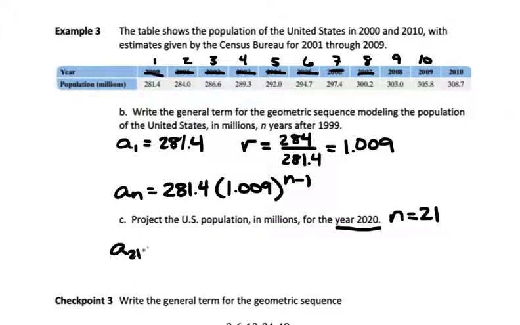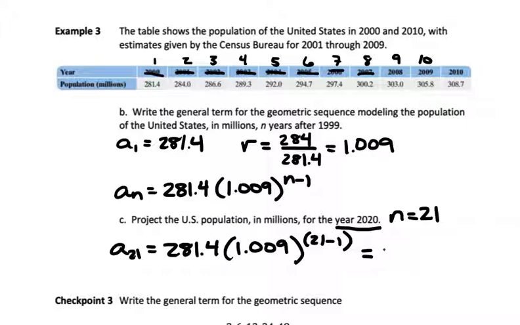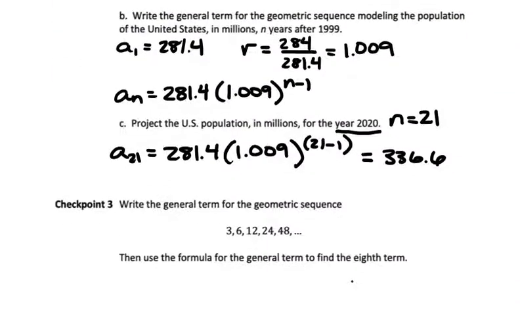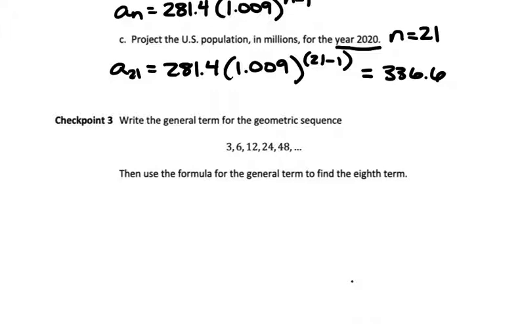So a sub 21 equals 281.4 times 1.009 to the 21 minus 1 power. And to do this by hand, I would do 21 minus 1 first, then do 1.009 to that power, and then multiply by 281.4, or type this all into your calculator, and you should get 336.6. So next you should look at checkpoint number 3. Do this in your notes, check your answer, and then move on to the homework.